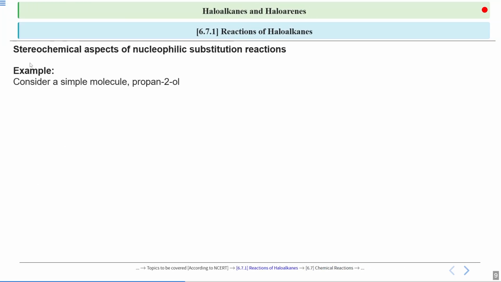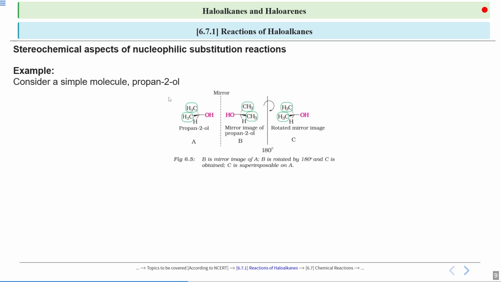Let's take an example in detail. Consider a simple molecule, propan-2-ol. Propan-2-ol means we have a 3-carbon chain, and at the second position we have a hydroxyl group, that is, an alcohol group, right? We are drawing the 3D structure, diagram A, of propan-2-ol, where this is the carbon, at which there are two methyl groups present, CH3 and CH3.